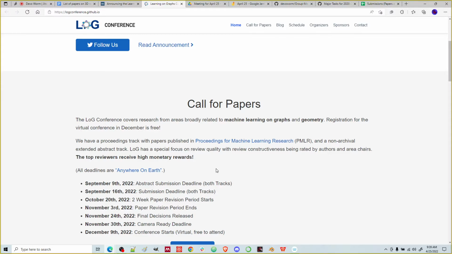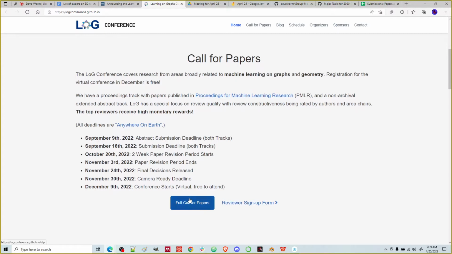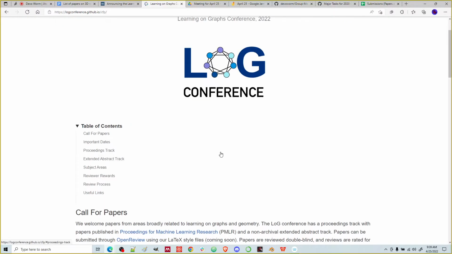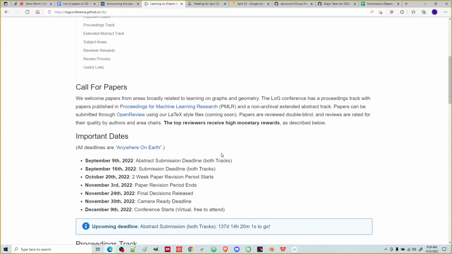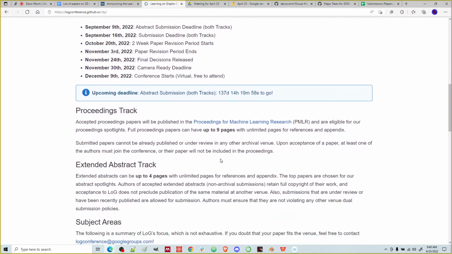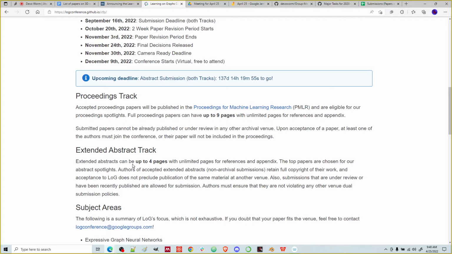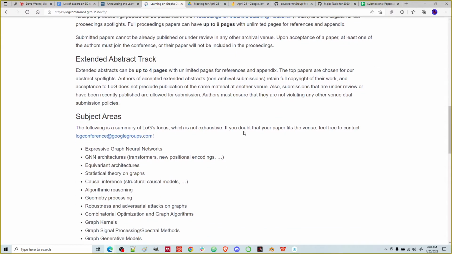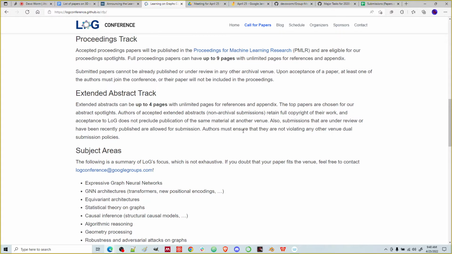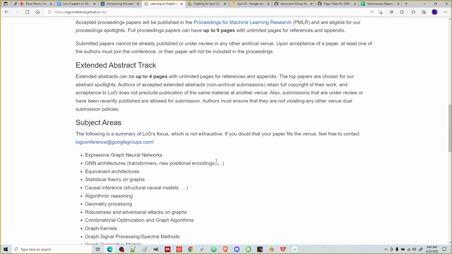But anyways, I don't think the submissions are open. I'm not really sure if they have the details on it, but I think the idea is that you're going to have a couple of different tracks. You might have an extended abstract track here for smaller submissions, and a proceedings track, which are longer papers of up to 9 pages. So this is something to think about as we're working on this graph neural network stuff. Thinking about how we want to put together some sort of publication on it, or some sort of report on it. And this would be, I think, a really good target.